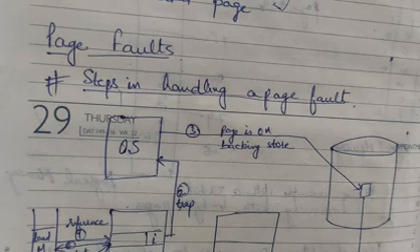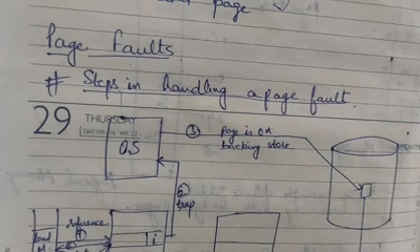Now the next topic that we'll be taking up is what a page fault is and how to handle a page fault. So what is a page fault? Suppose we want to find a page that is not in the page table, that is on the backing store. In that case we say that a page fault has occurred. Whenever we try to access a page and it is not in the page table, we need to handle that page fault.